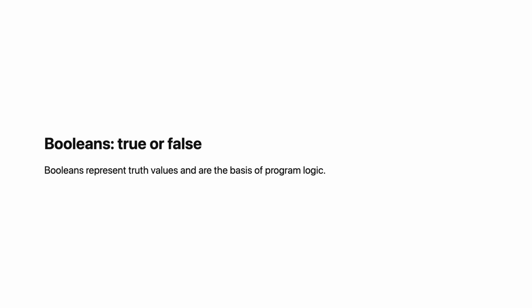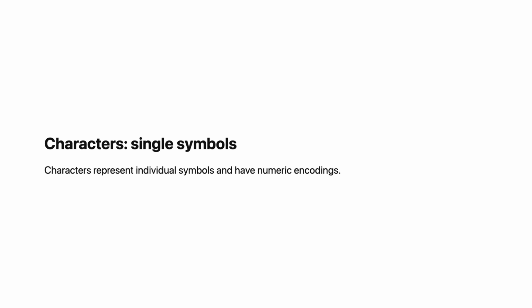Characters represent individual symbols, a single letter, digit, or punctuation mark. A, z, 7, H is a character. Characters are the atoms of text. A string is a sequence of characters. When you work with text, you work with characters.